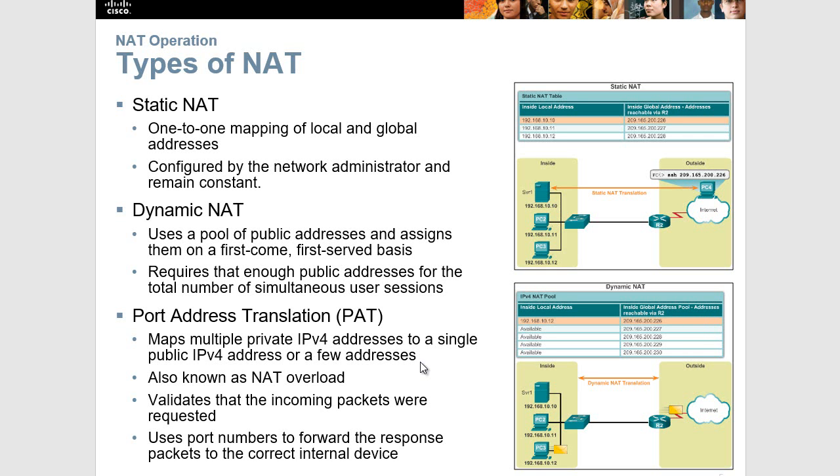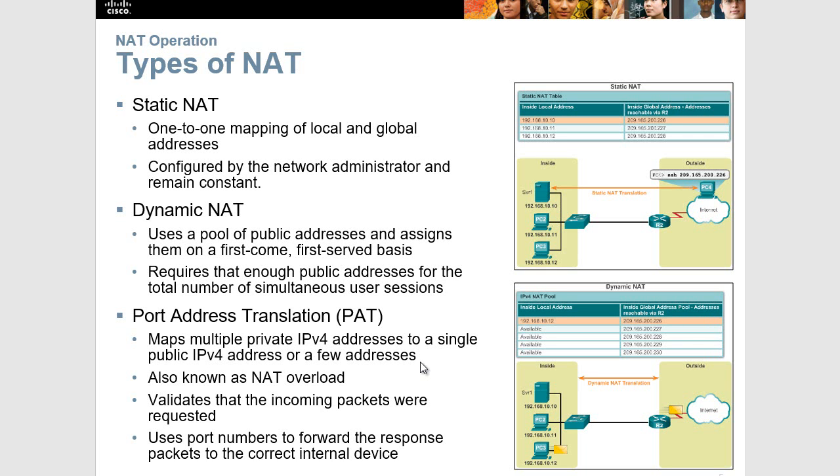So anyway, dynamic NAT and port address translation. Port address translation is what the rest of the world calls dynamic NAT, but Cisco calls it port address translation, which is just dynamic NAT with this overload feature turned on. They're almost the exact same setup process.